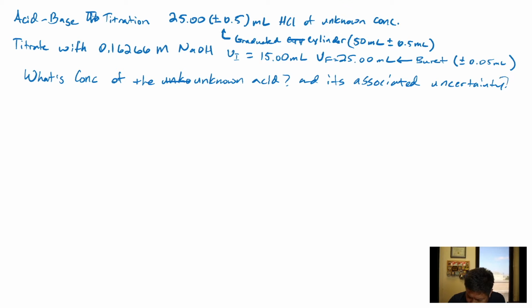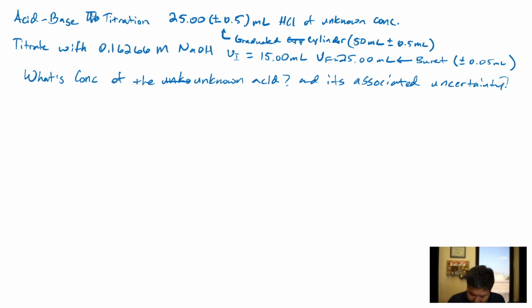So again, just like the last example, we're going to have to figure out the uncertainty that's associated with the formula weights for each compound first, right? And if you didn't already know, for every titration, or for that matter, any reaction you do, you always have to write out a balanced chemical equation.